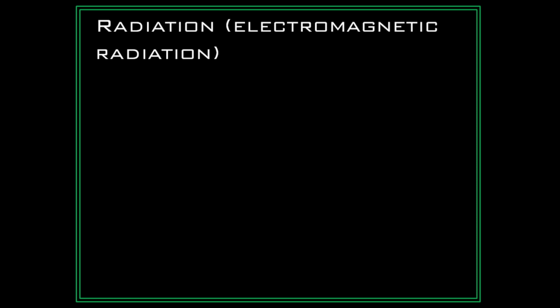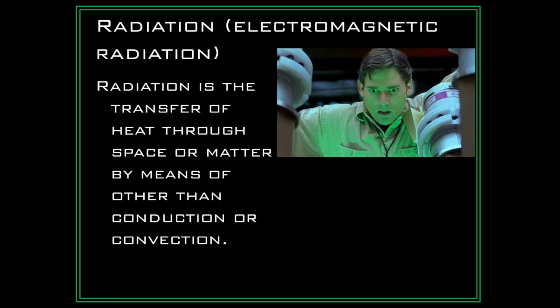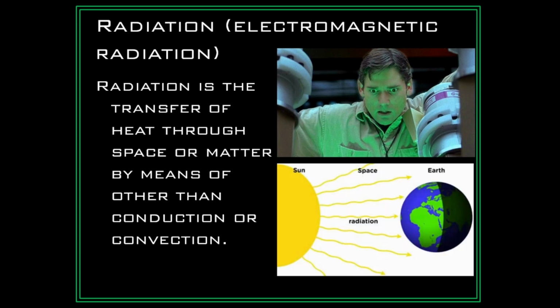Then the third type is radiation. It is also known as electromagnetic radiation or electromagnetic heat transfer. Radiation is the transfer of heat through space or matter by means other than conduction or convection. It is totally a new type of principle, not actually this or this.